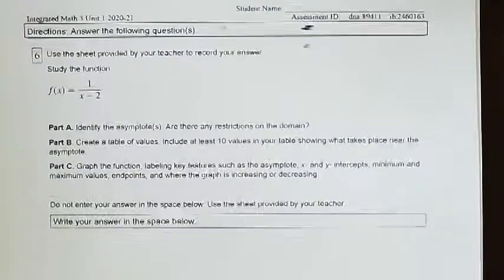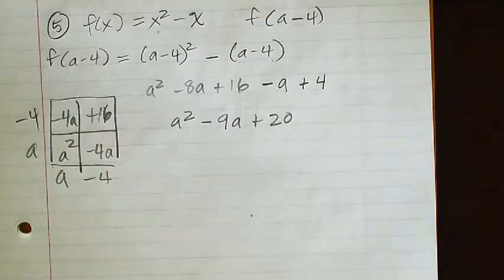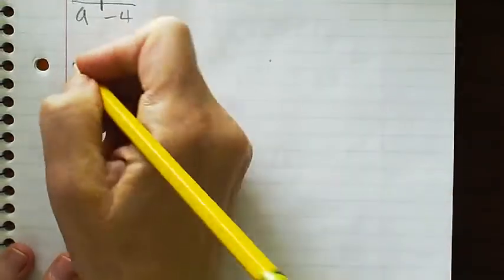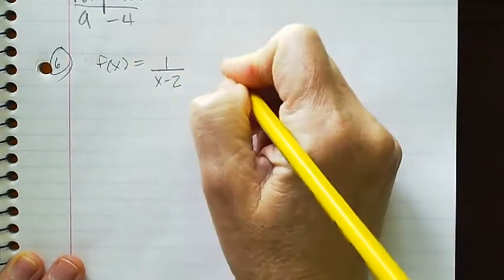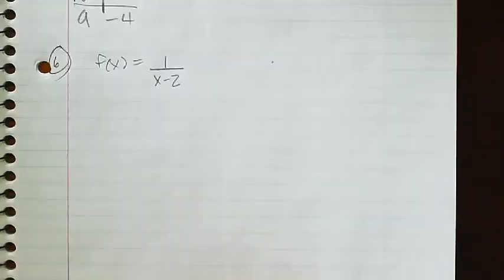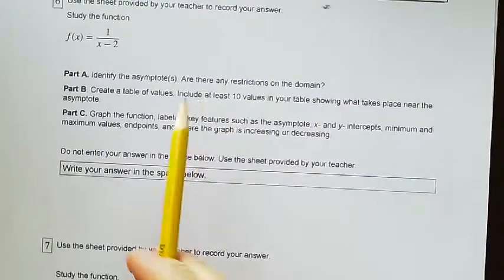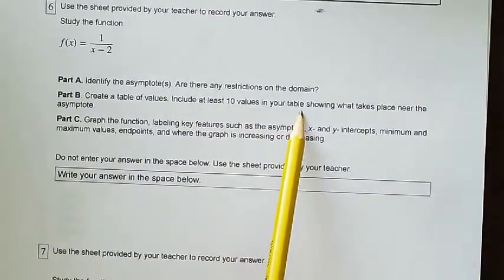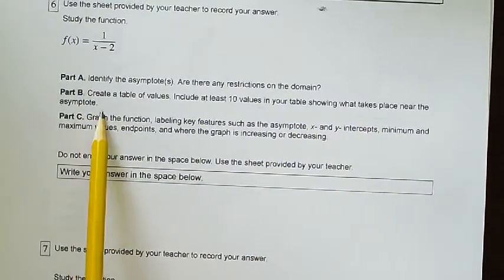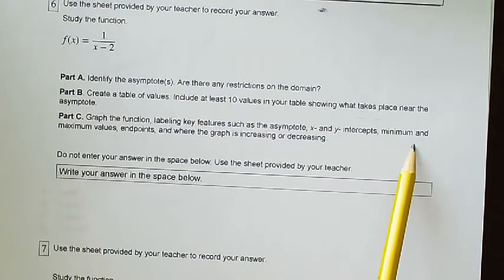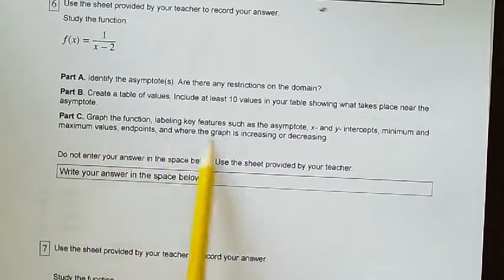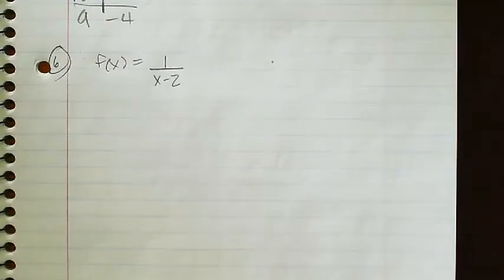Number 6 was a function like the ones we were doing when we did that Jamboard. Okay, we're going to identify the asymptotes and are there any restrictions on the domain. Create a table of values, include at least 10 values in your table showing what takes place near the asymptote. Graph it, labeling key features, asymptote, x and y intercepts, min, max endpoints, and where it's increasing or decreasing.